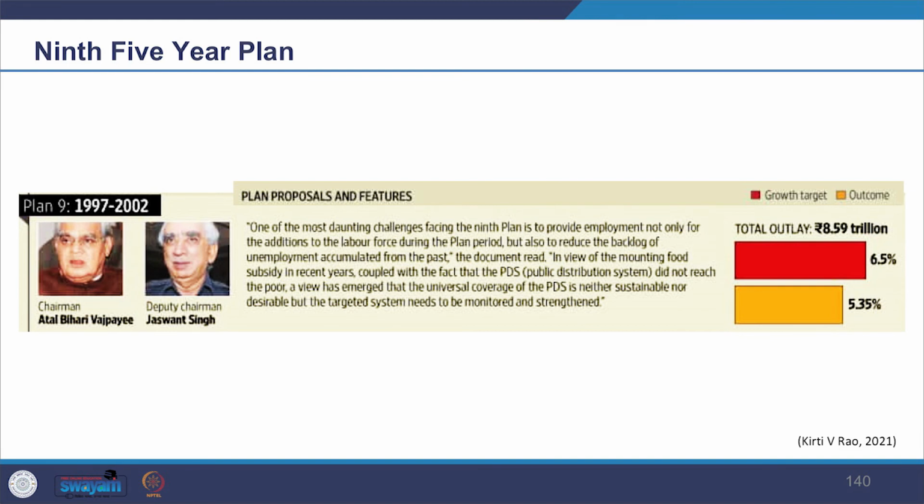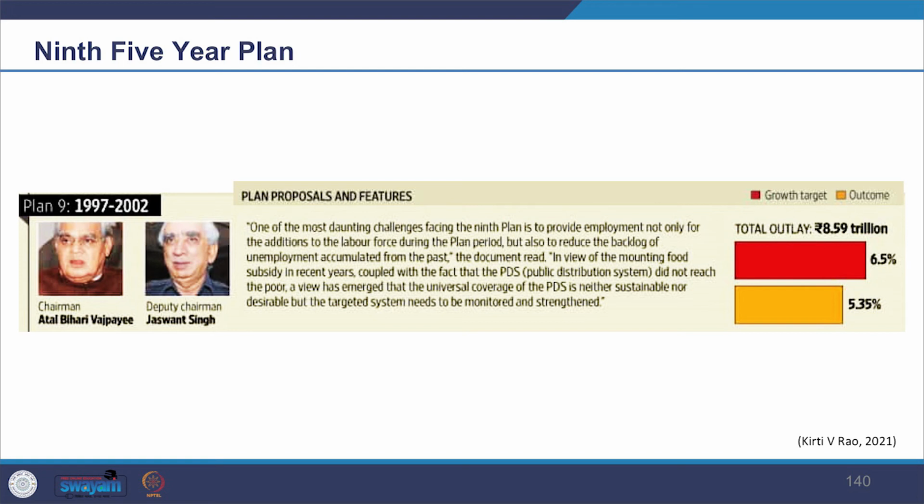Moving on in the timeline, we see the 9th five-year plan from 1997 to 2002, which now focused on growth and social justice and equality. Now we see how our focus is moving on.